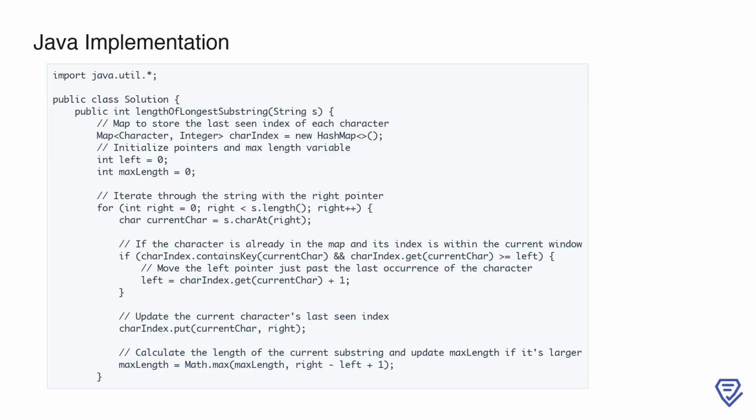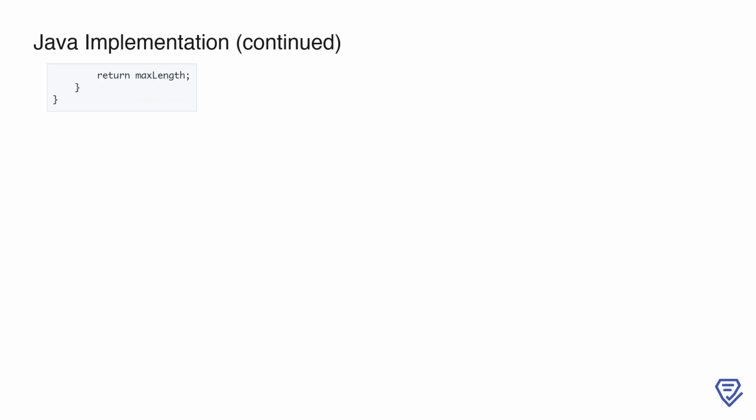This ensures that the substring remains valid, with no repeating characters. After adjusting the left pointer, we update the last seen index of the current character in the map, and then calculate the length of the current substring. If this length is greater than our current max length, we update max length accordingly. Finally, after completing the iteration through the string, we return the max length variable, which now holds the length of the longest substring without repeating characters.